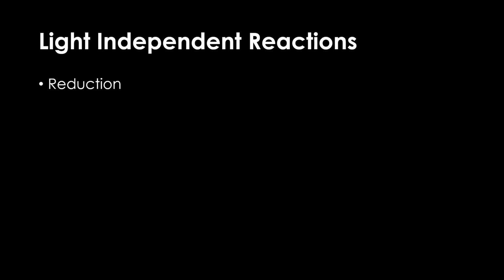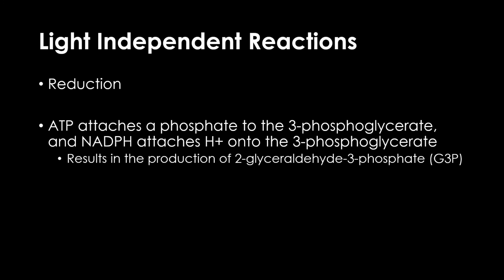The next step of the Calvin cycle is reduction. At this point, ATP attaches a phosphate group to the 3-phosphoglycerate, and an NADPH molecule attaches a hydrogen ion onto the same molecule. This results in the formation of 2 glyceraldehyde 3-phosphate, also known as G3P.